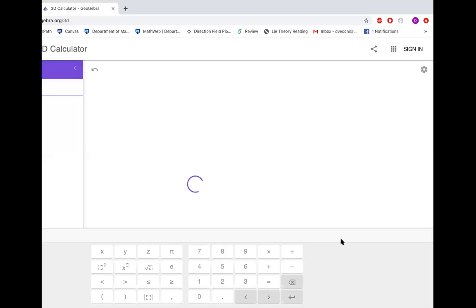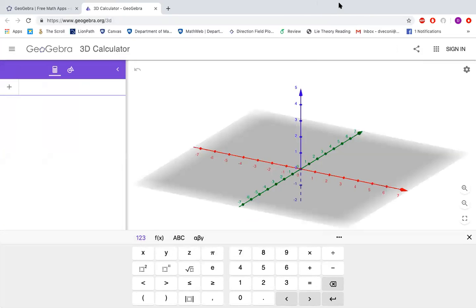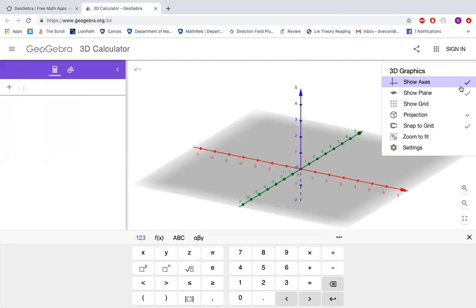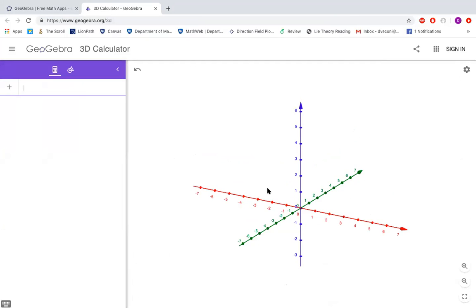Okay, so now, here we go. Now we're in GeoGebra, and what did we just find? Let me actually just get rid of this stupid plane, because I don't like that plane. I don't know why they show us that plane. But what did we do last time?